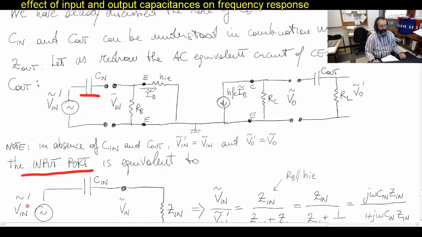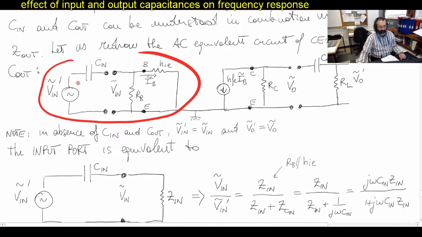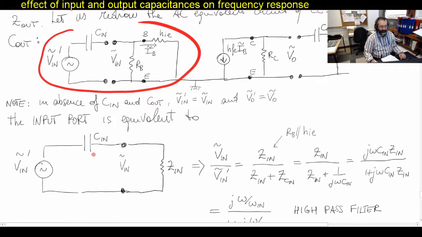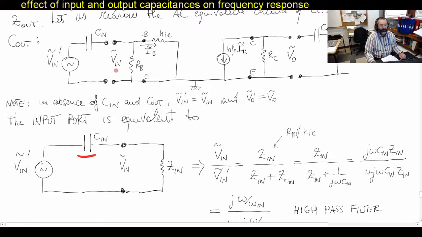Okay. And so to understand the effect of C in, let us look at the input port. So this input port, this entire circuit, is equivalent to this. We have our generator, the capacitor, and from this point, what we see is the input impedance of the circuit, isn't it? Which is, as we demonstrated, RB in parallel to HIE. So I've written here just Z input, but we know that Z input is this thing.